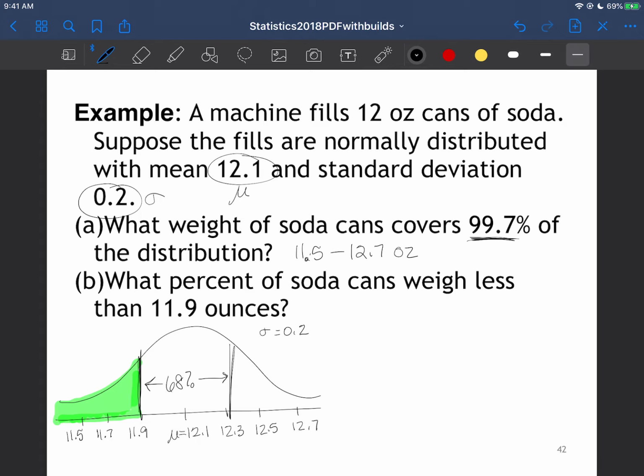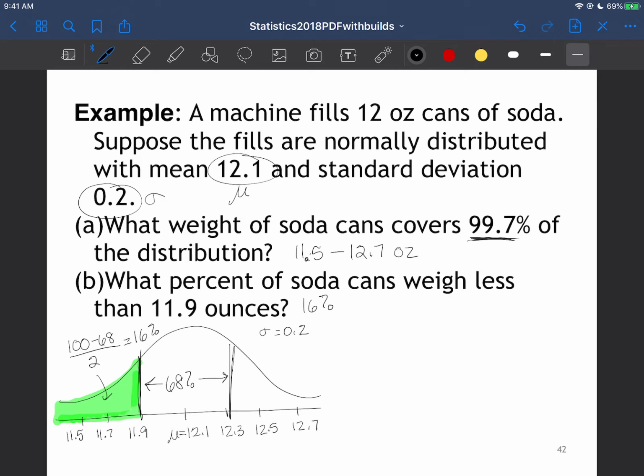All right, now just like before, this green tail and this tail over here are both 1 standard deviation away from the mean, going off to the right or off to the left. And so they need to be the same value by symmetry. And we know that they have to add up to 100 minus 68, which is 32. So that means that this left tail must be 100 minus 68 divided by 2, which gives me 16%. So 16% of the soda cans weigh less than 11.9 ounces.